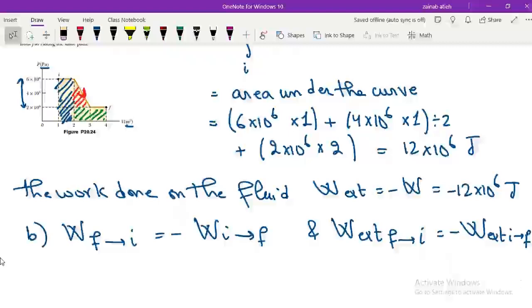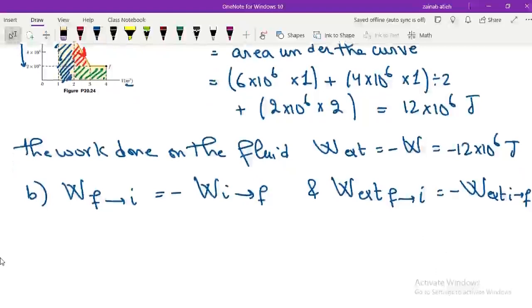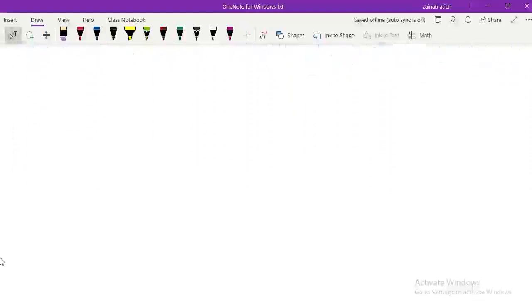So if I'm going from F to I, the work done by the gas will be minus 12 times 10 to the power 6. If I'm searching for the work done on the fluid from F to I, it will be 12 times 10 to the power 6. They will just be multiplied by minus signs if I'm going in the opposite direction, because simply the integral will be inverted. You all know that.